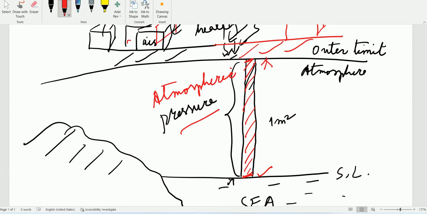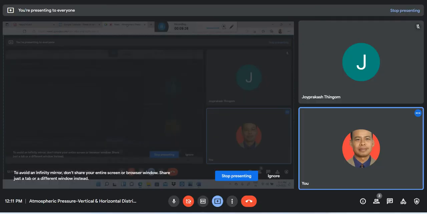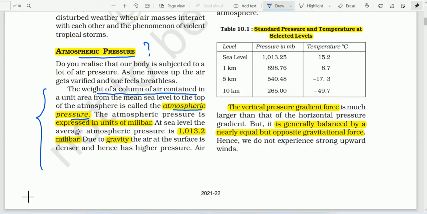Any question? Joy Prakash, are you there? Joy Prakash, any question? So if you don't have, then let us continue.